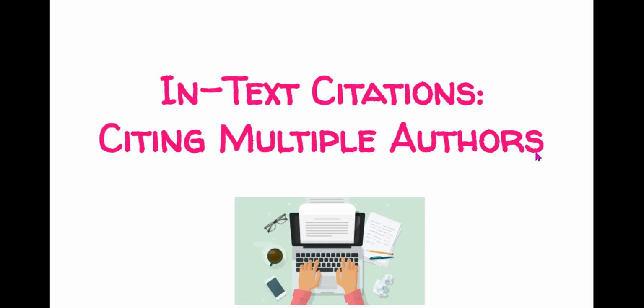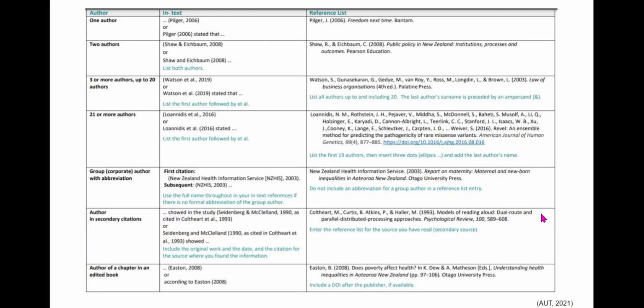Okay, let's talk about in-text citations. So if we are citing multiple authors, that is more than one author, even more than two authors, there's a couple of things that you need to just be aware of. Now, to make this easy for you, I have just taken this from the Auckland University of Technology. This is a really good, simple, easy way to figure out, well, how do I reference if it's an in-text reference, and how should it look in my reference list, okay, at the end of my paper.